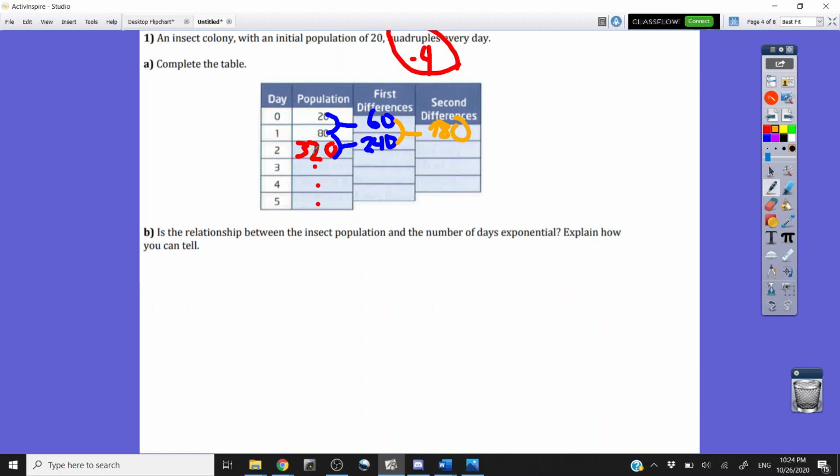I'm assuming you filled in your population, your first differences, your second differences, and now we're looking at question B. Is the relationship between the insect population here and the number of days here? So this is really just saying we have X value here and Y value here. Is the relationship between X and Y exponential? And explain how you can tell.